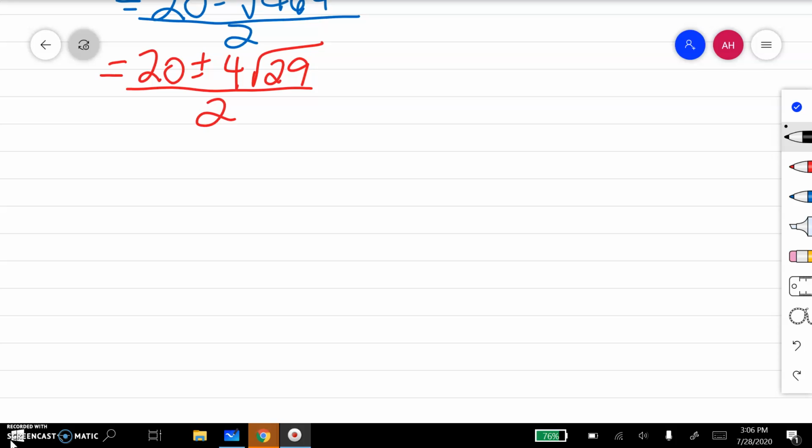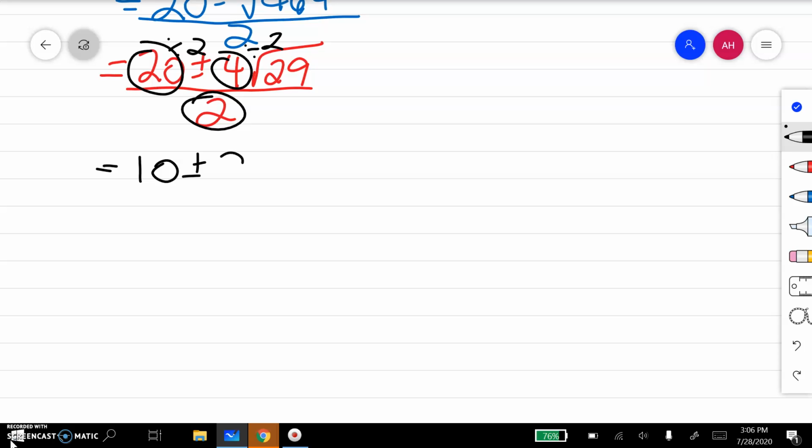Alright, the last thing you need to do is reduce this if you can. So what we're going to do is look at all of these numbers here. Not the one under the square root, but the other 3. If they're all divisible by the same thing, you're allowed to reduce it. So I noticed that 2 goes into all of those. So I'm going to divide all those by 2. So 20 divided by 2 is 10, plus or minus 4 divided by 2 gives me 2, square root 29.